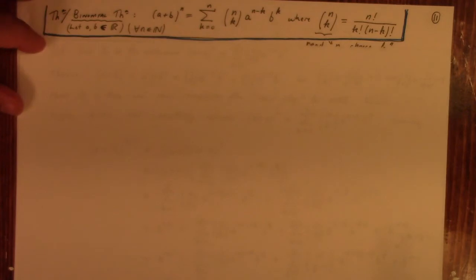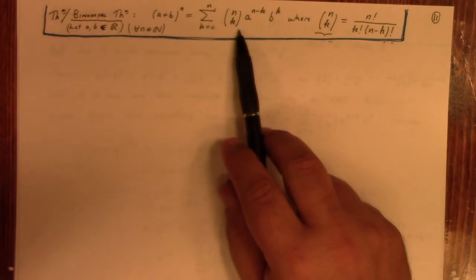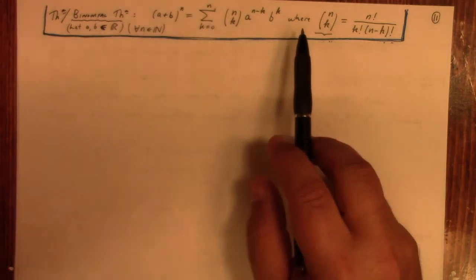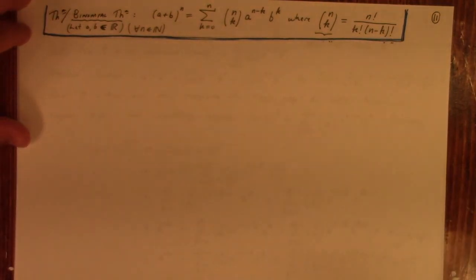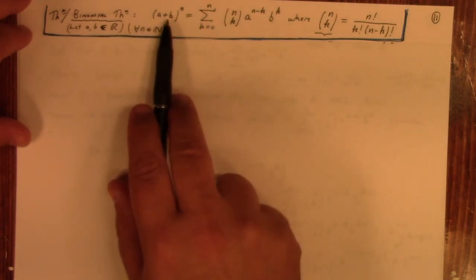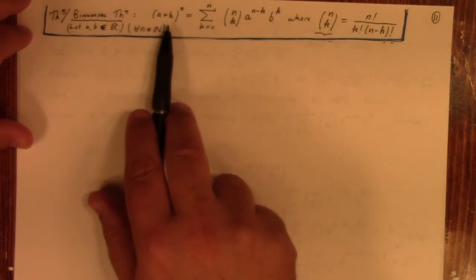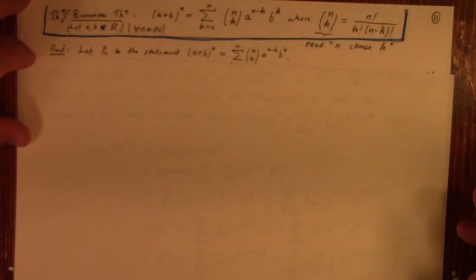Let's get to it. Here it is, the famed binomial theorem. a plus b to the n power is the sum k equals 0 to n of n choose k, a to the n minus k times b to the k, where n choose k is defined like so. All right, and this is true for all n, and I'm assuming a and b are real numbers here, but in fact, this is true in a more general context than that, as you may learn when you study ring theory and abstract algebra. But I'll leave it at that for now. Let's just think of them as real numbers. a and b are real numbers.